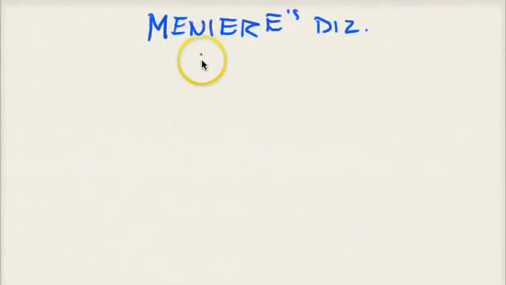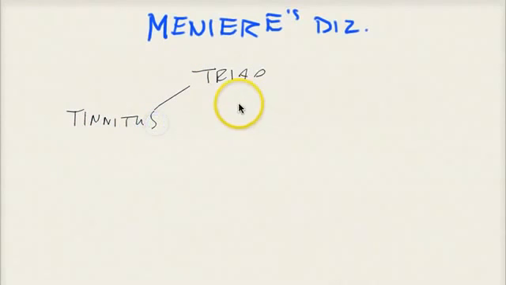Now, there's a condition known as Meniere's disease, and this occurs when there's increased volume and pressure of the endolymph in the vestibular apparatus. This is usually due to a defect in the ability to reabsorb endolymph. This leads to a distension of the endolymphatic system that causes damage to the vestibular and the cochlear components of the inner ear. And this is going to be obvious by a triad of findings. The triad of findings includes tinnitus, vertigo, and hearing loss.